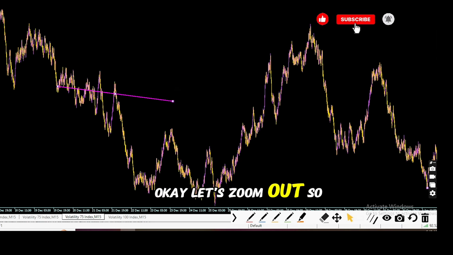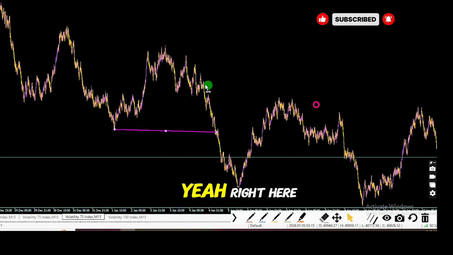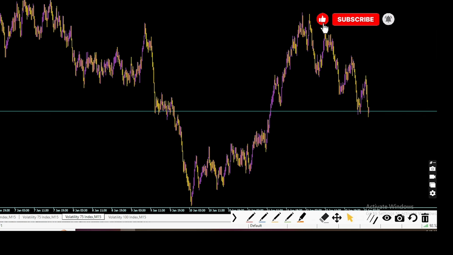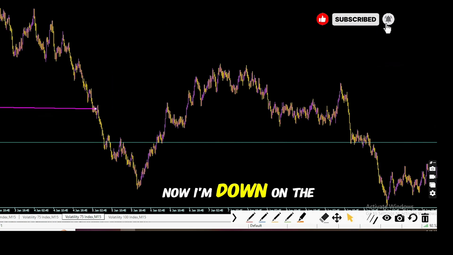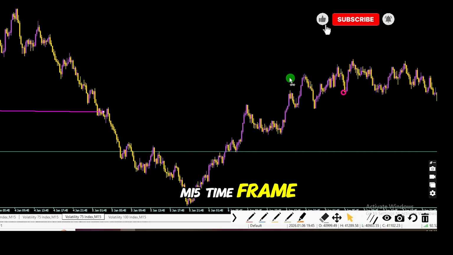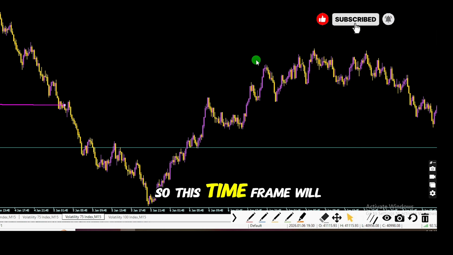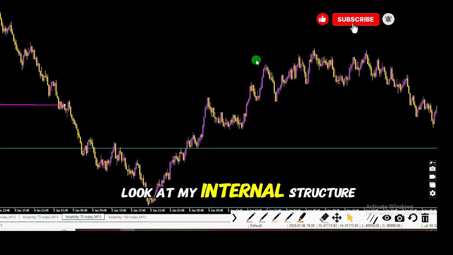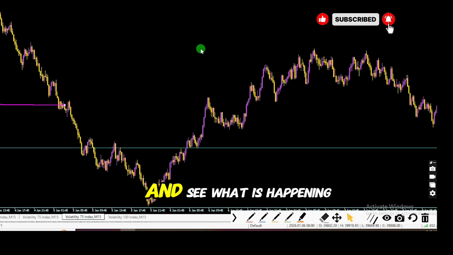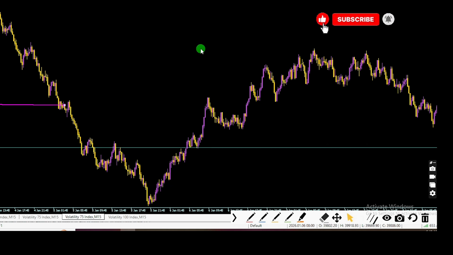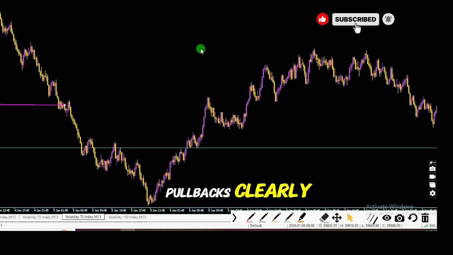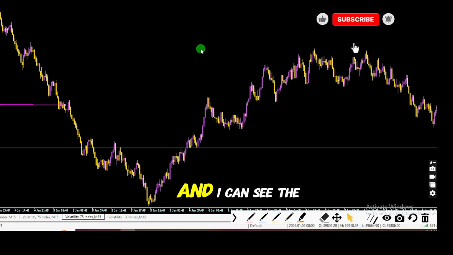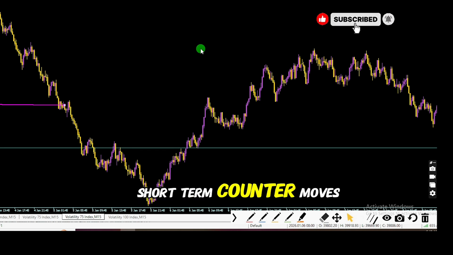Okay, let's zoom out so we can locate where we were here. Right here. Now I'm down on the M15 time frame. So this time frame will now help me to look at my internal structure and see what is happening. Now I can see the pullbacks clearly, I can see the corrections, and I can see the short-term counter moves.